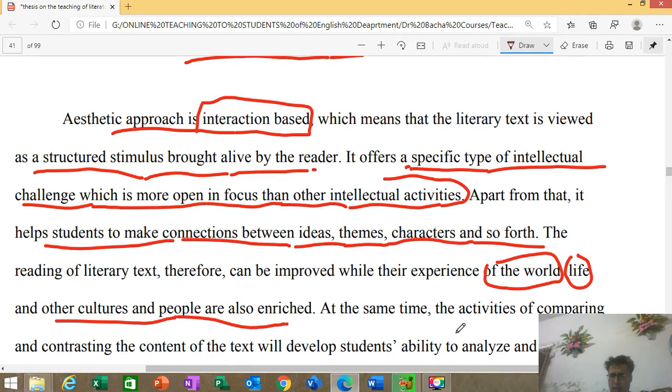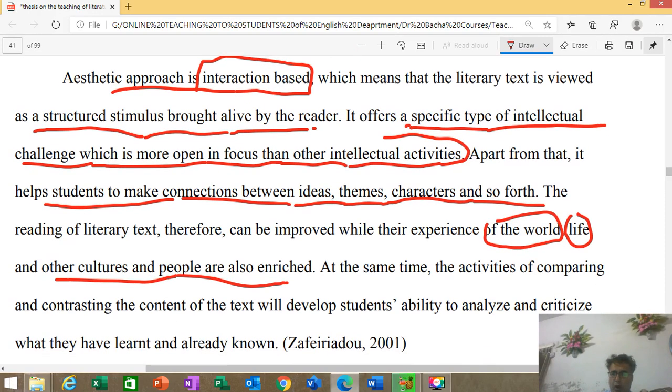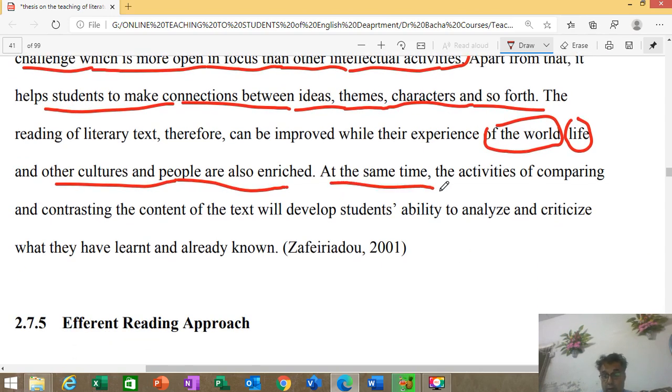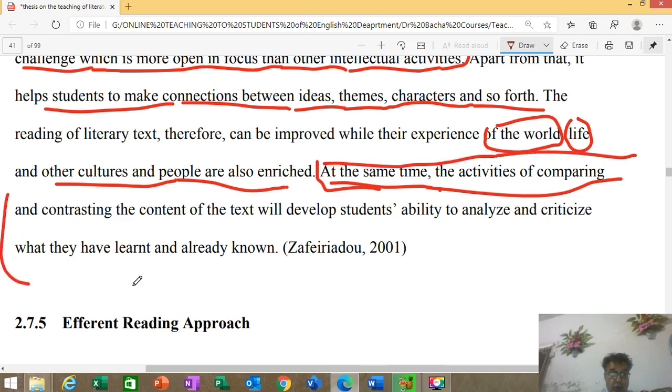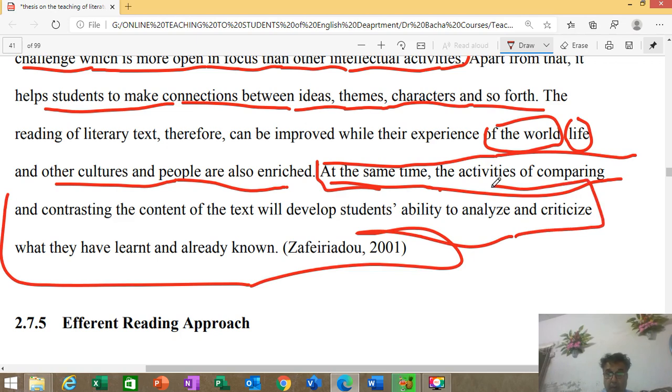So, at the same time, the activities of comparing and contrasting the content of the text will develop students' ability to analyze and criticize what they have learned and already known. This is the concluding sentence, and a very pithy and very meaningful sentence. You have to just focus on this sentence here. Look at this. I just underlined it for your reading salience and understanding and for bringing your focus to this.